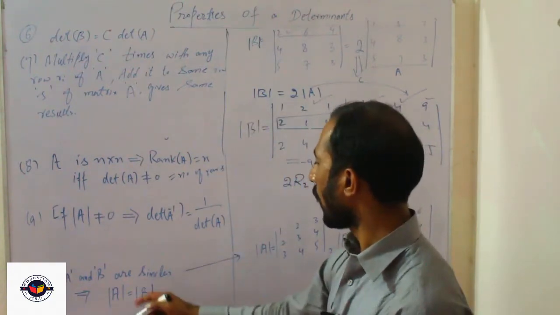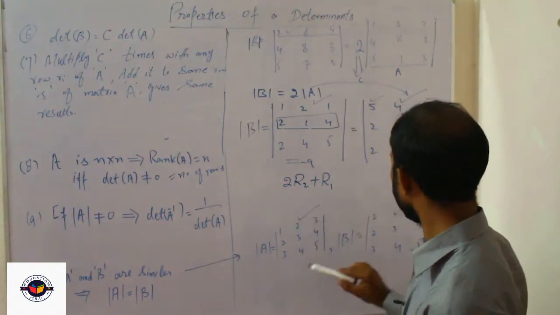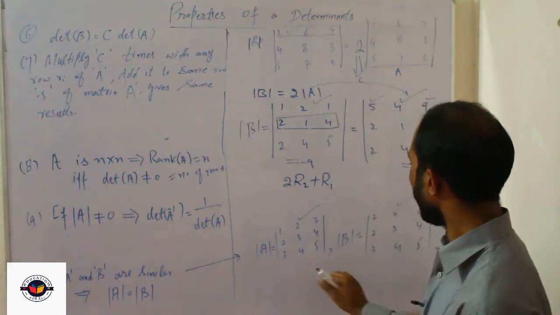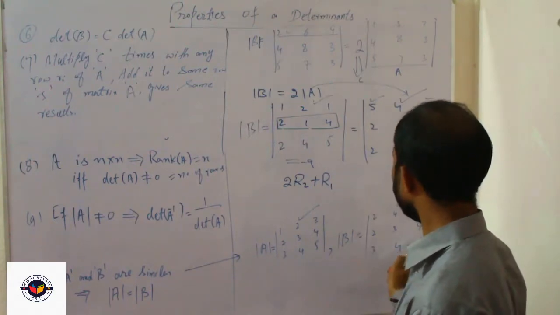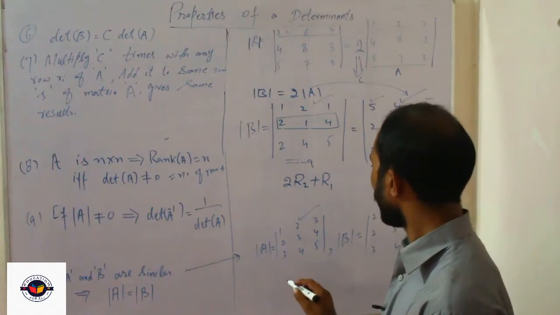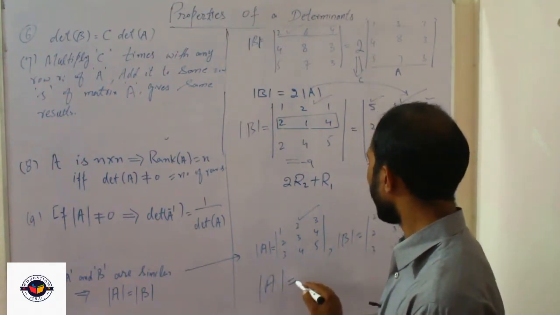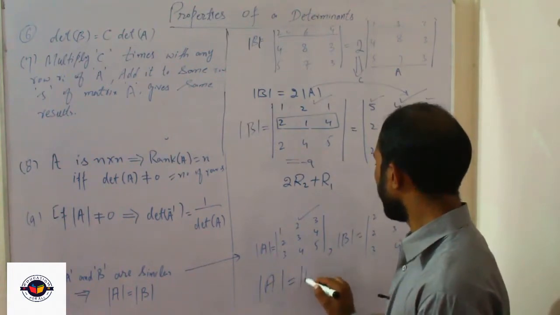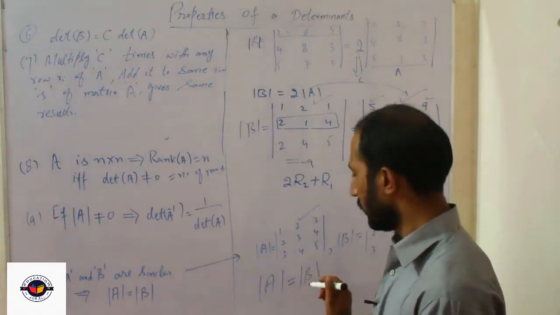To understand this property, we take the example of A and B. Here we see that this is matrix A and this is matrix B, and we see from these two matrices that matrix A and matrix B are similar. So if we calculate the determinant of A and the determinant of B, then the results of these two determinants will be equal.